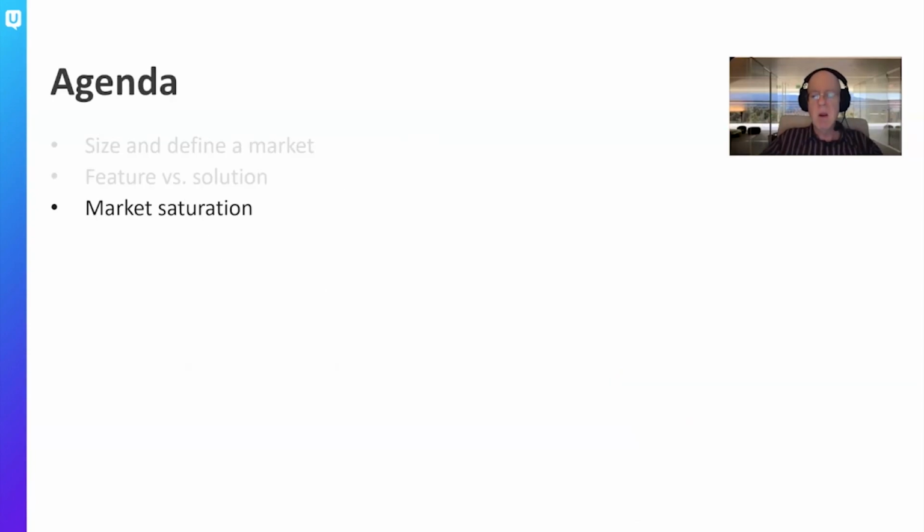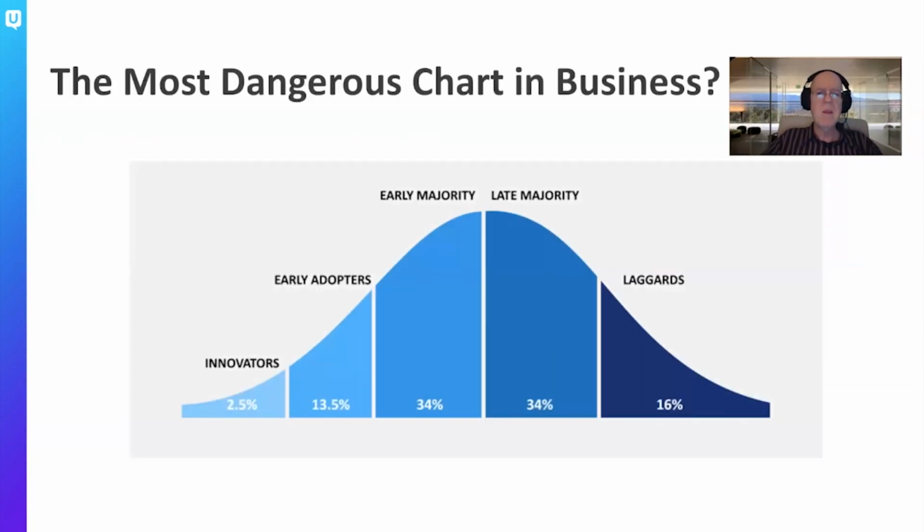Now let's talk about market saturation. If you've ever gone to business school or you've read business books, you've undoubtedly seen this adoption curve. And there's a whole book about it. Well, actually, there are a ton of books about it, but there's one that's really famous called Crossing the Chasm. So, this chart should be very familiar to you. And I want you to understand that it is an incredibly dangerous chart because it can lead you to make a lot of really, really bad business assumptions.